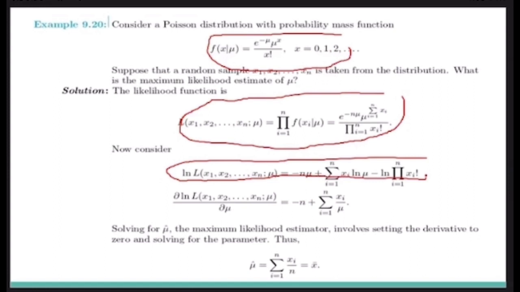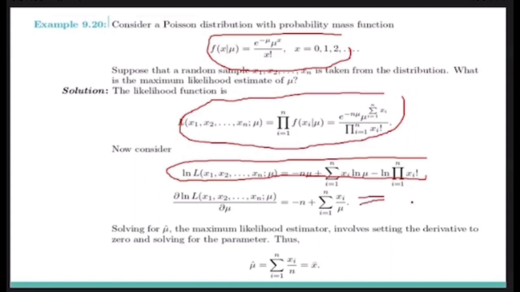Now you know what I'm going to do. I will differentiate with respect to mu. Differentiating this will be very easy. With respect to mu, I'm going to have this, and this is going to be 0. Now, when I have this, you know what I'm going to do? I will set it to 0.